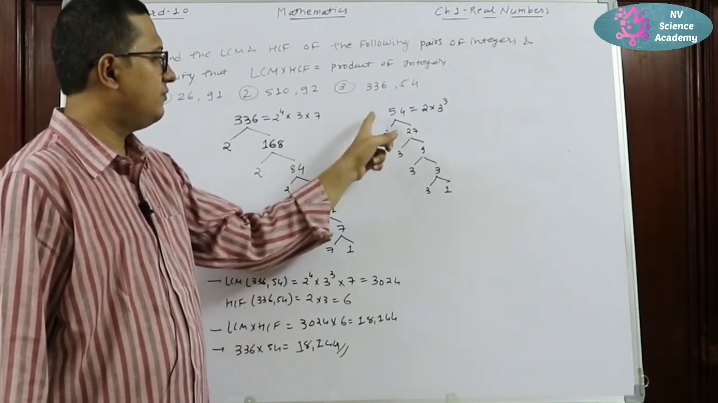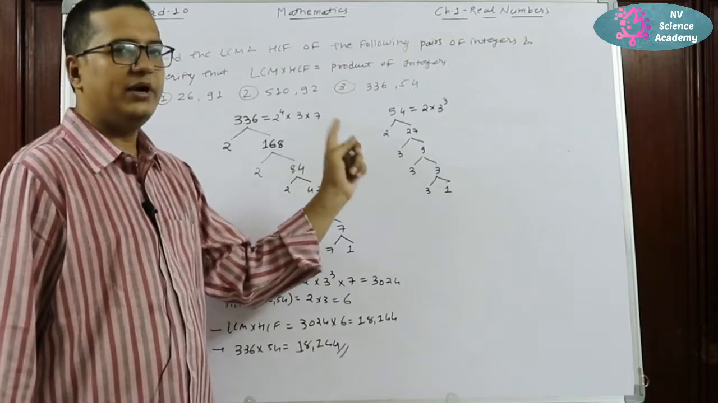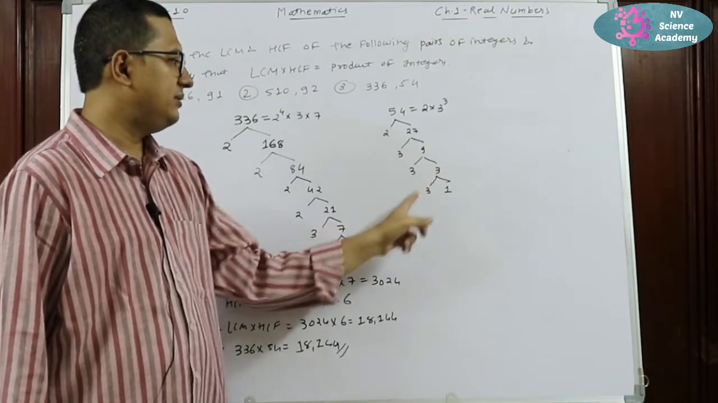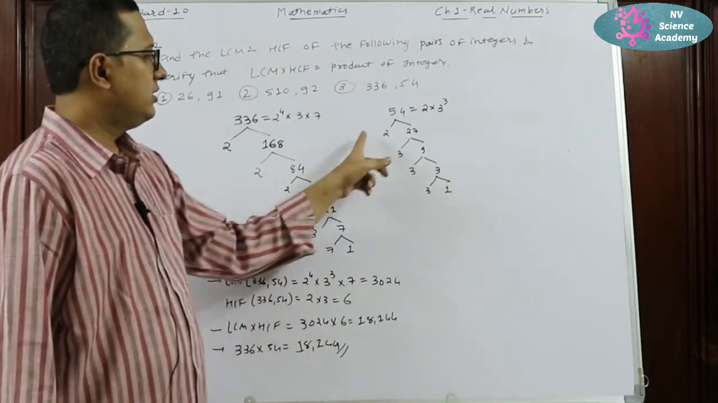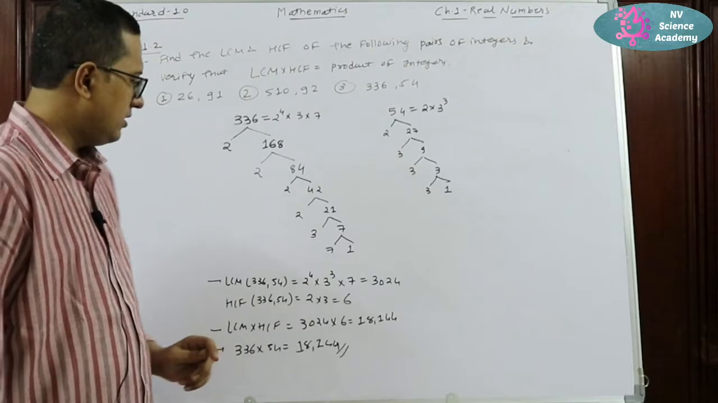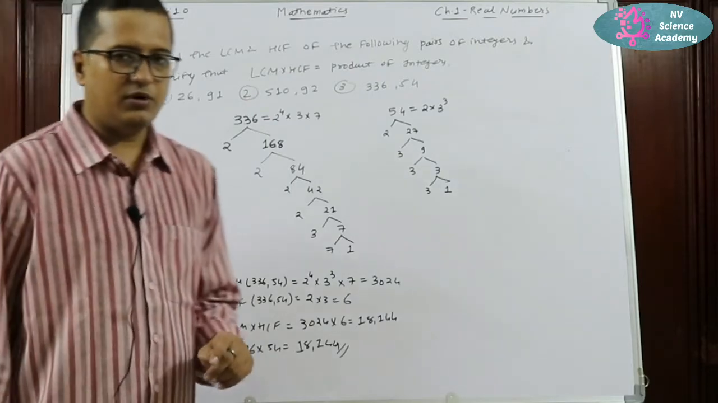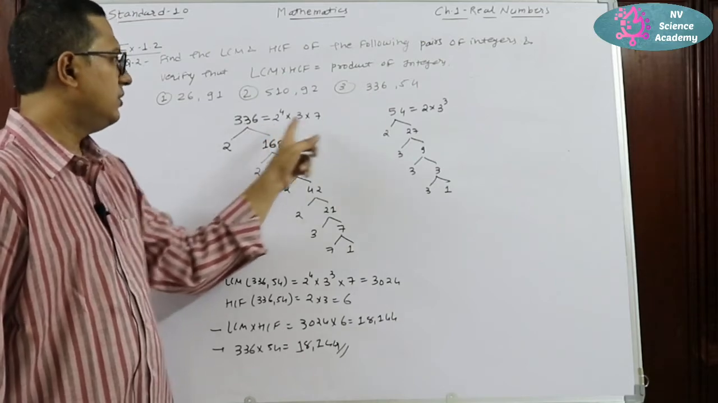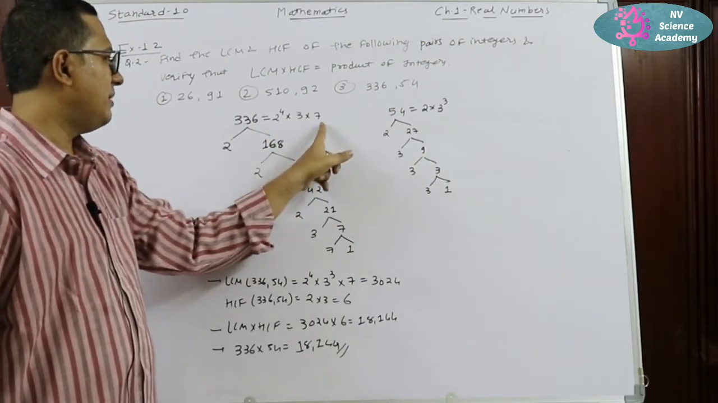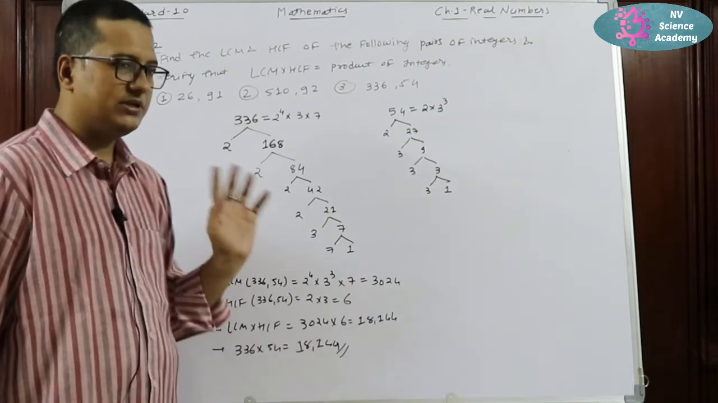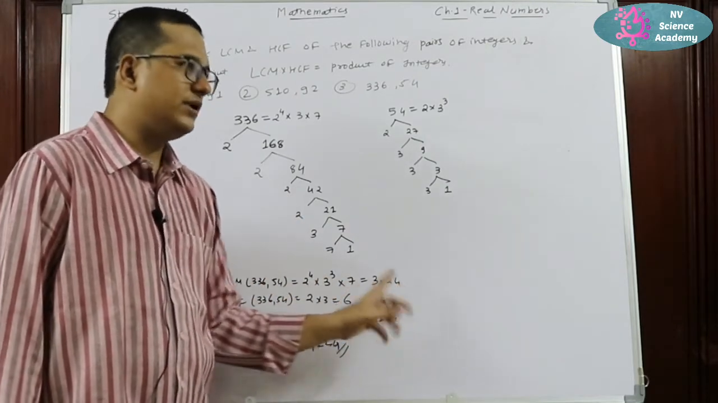54, if we divide it by 2, the answer is 27. 27 is divisible by 3, giving 9, then 3, 3, 3, 1. So the answer is 2 into 3 into 3 into 3. That means this is 3 cube. Now the LCM of 336 and 54 is 2 raised to 4 multiplied by 3 cube multiplied by 7. Okay, so 2 raised to 4 multiplied by 3 cube multiplied by 7 is equal to 3024.